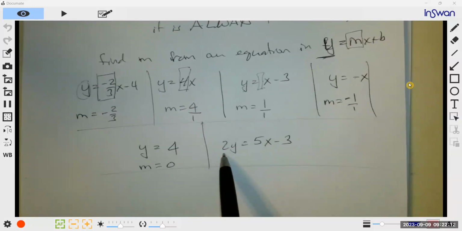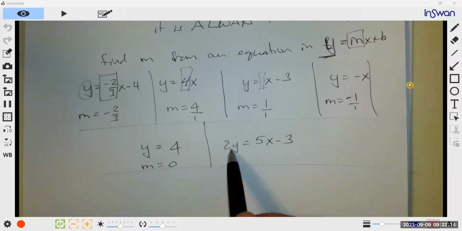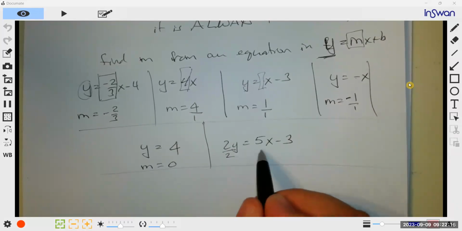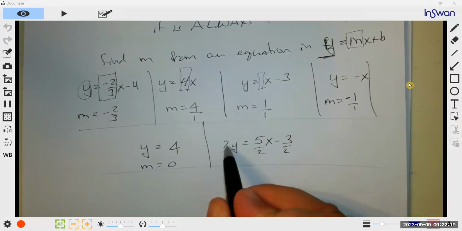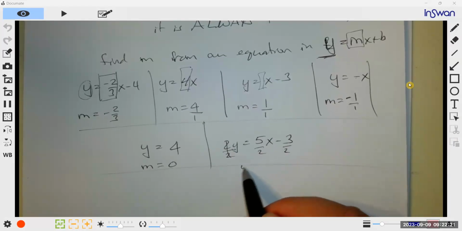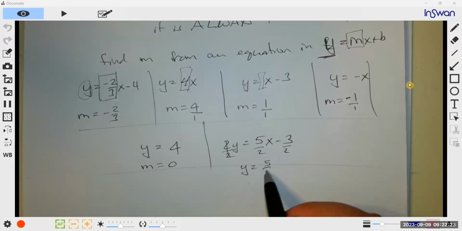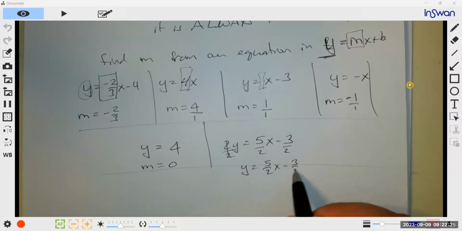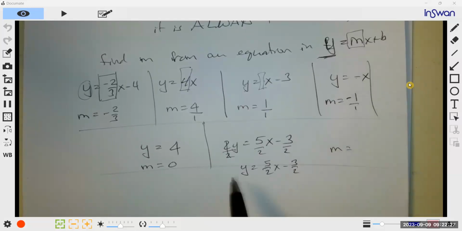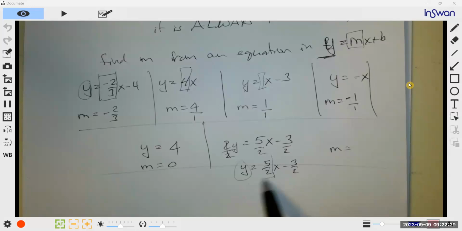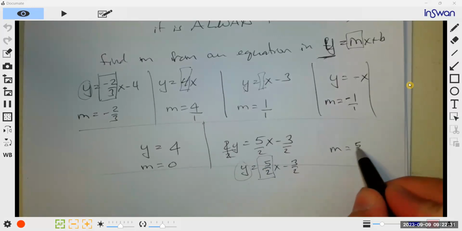So if you have anything in front of the y, as long as y is not by itself, get it by itself. Divide each term by whatever the coefficient is. So therefore now once y is by itself, whatever's in front of the x is your slope.